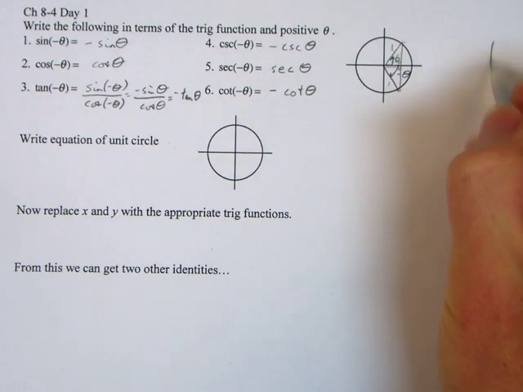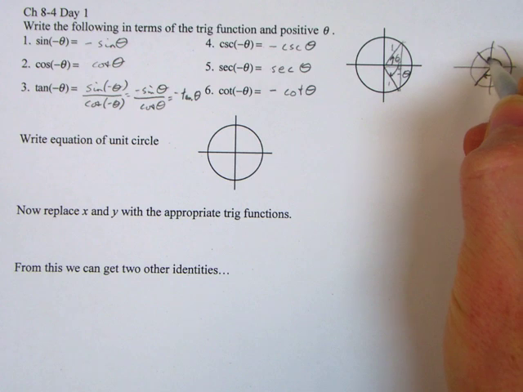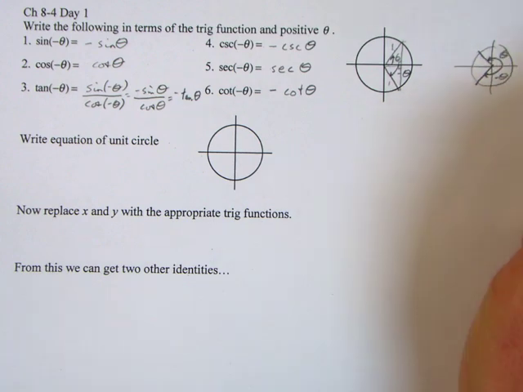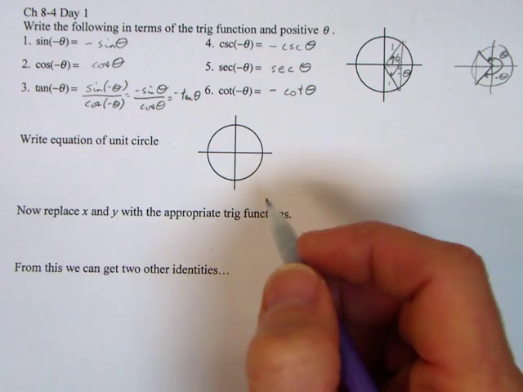Now, just to show you, this negative theta could be over here. And then the positive, this would be negative theta. The positive theta would be here. And right now, I'm assuming that theta is positive, and it really doesn't matter. But again, we would have our two triangles congruent. The x values would be the same. The y values would be opposite.